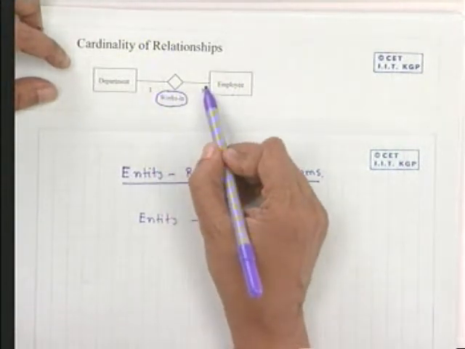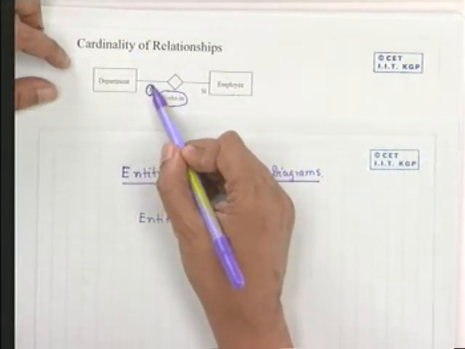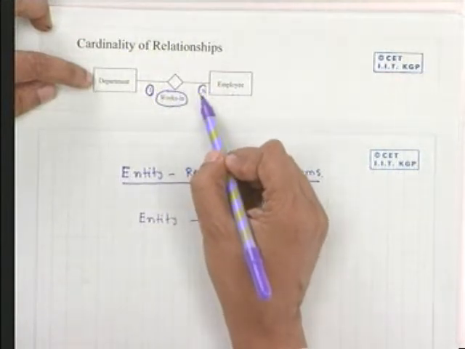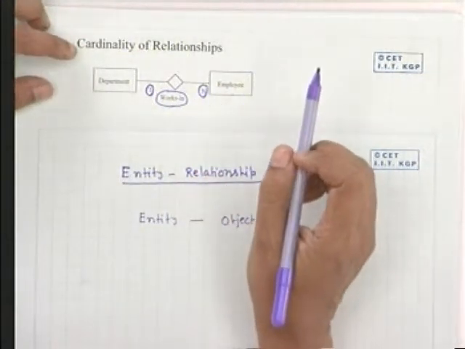So therefore we say that in this case, in one department there are n employees, where n can be greater than or equal to 1. This type of relationship is called a 1:n relationship.